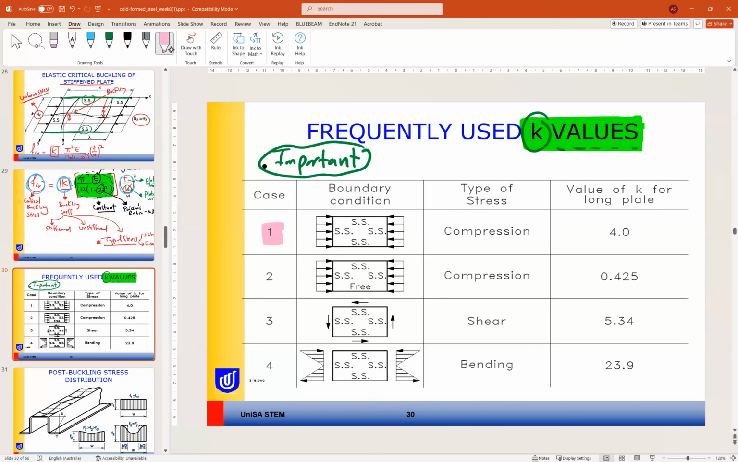Case one, if we have a stiffened plate under compression, how much is K? It is 4. So if the plate is stiffened on both edges and under uniform stress, as you can see, K is 4.